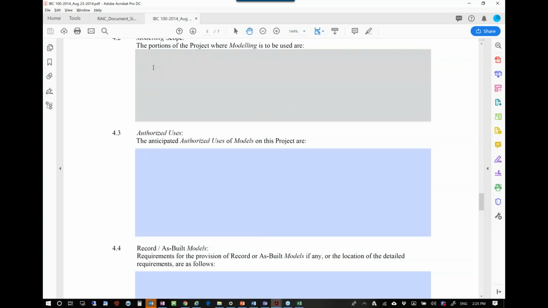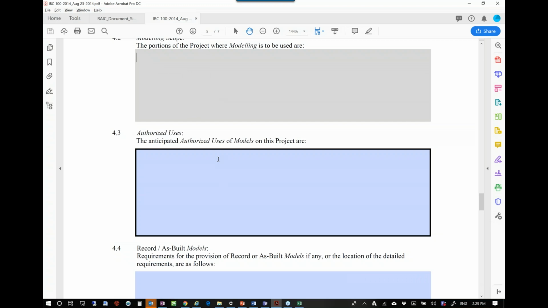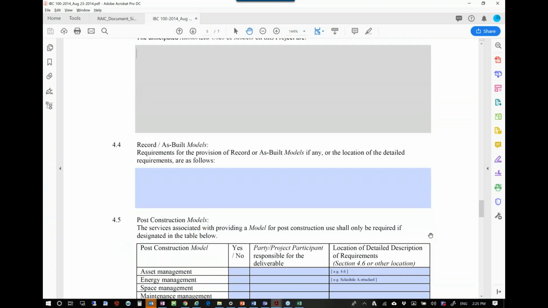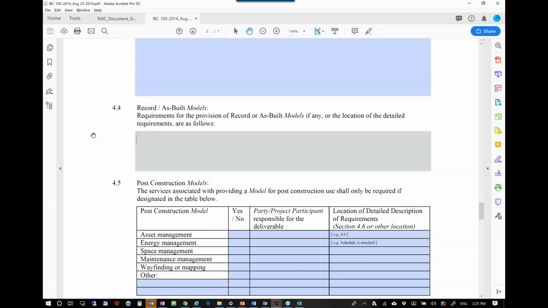So imagine, because this is my contract, I'm using it for design authoring, design review, visualization. I'm going to authorize it to be used for design review and base quantities, or quantities of architectural components. That's my model. And then yours might have different authorizations. And then any provisions for record models.